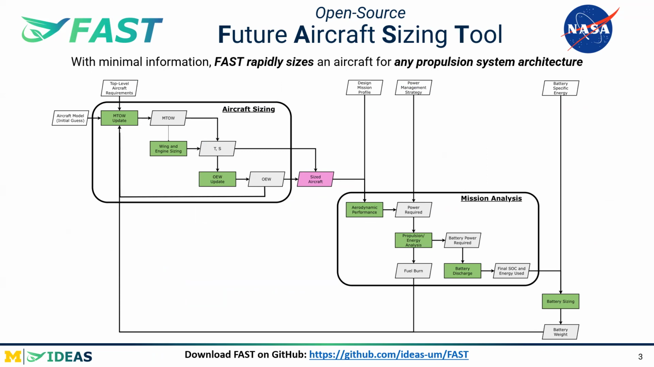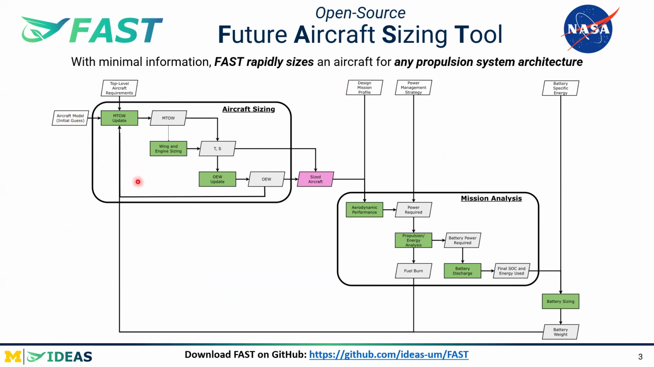Now that we've taken a look at what FAST can do, let's briefly look at the workflow embedded within FAST. Earlier I mentioned that the user provides some inputs as well as a design mission profile, and those are specified in these 2 boxes here, with the top-level aircraft requirements and the design mission profile. Once the user prescribes these, FAST will incorporate those into an aircraft model, which serves as an initial guess for the sizing. Then there is an iteration between the aircraft sizing and mission analysis until the design closes.